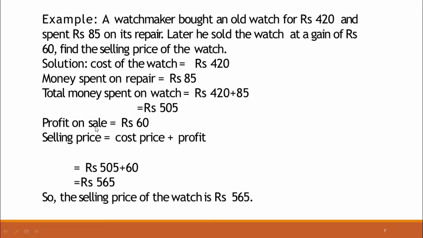Now the profit on sale is 60 rupees. Profit is given, so for the selling price we use the formula cost price plus profit. The cost price is 505 and the profit is 60 rupees. So the total selling price is 565. The selling price of the watch is 565 rupees.